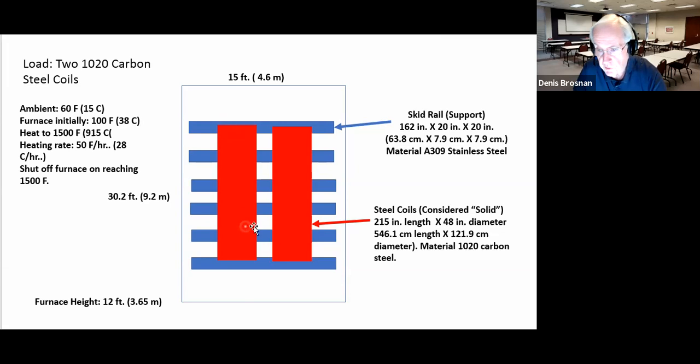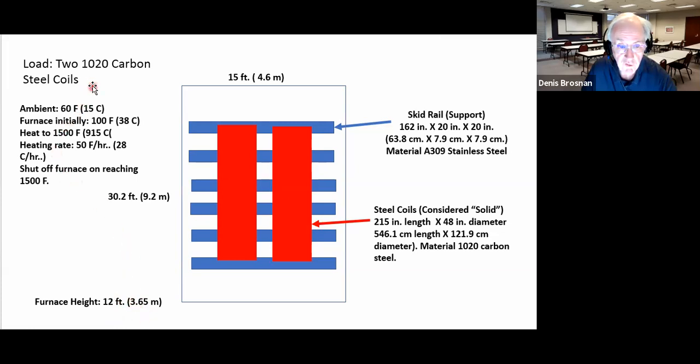So the coils are shown here, the steel coils. The dimensions are given in inches and centimeters here. 48-inch diameter coil or 122 centimeter diameter steel coil, and that's 1020 carbon steel. Why was that picked? Well, that number is in the eSolutions database. That's why we have 1020 carbon steel that we're using in this example. The furnace height, which we don't care about for now, is 12 feet, about 3.6 meters.